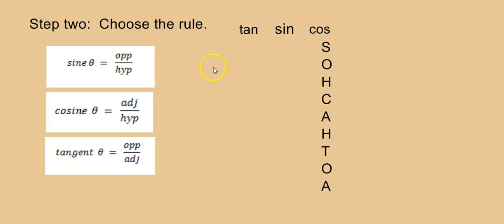So, last video we learnt that right angle triangles are what we use in trigonometry. We learned how to label the right angle triangle. If you haven't seen part 1 of the video, watch that first. Now, this video is about choosing the rule.